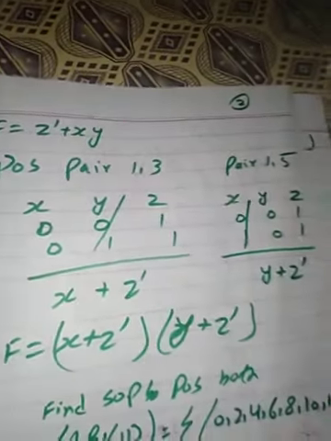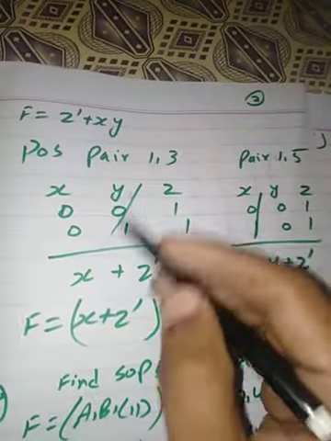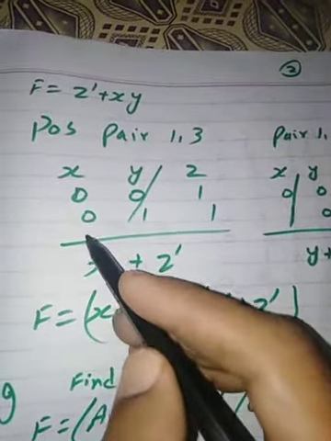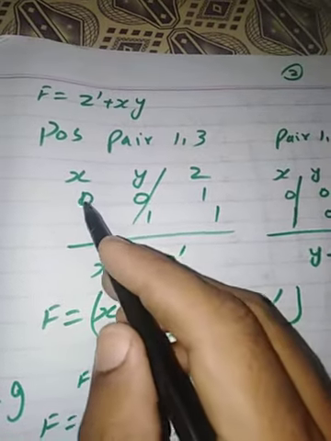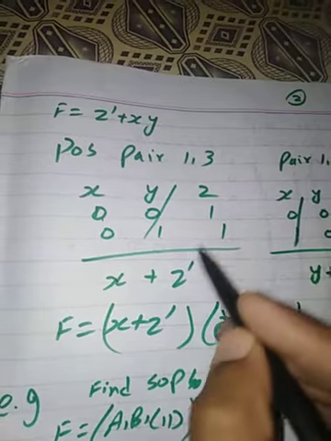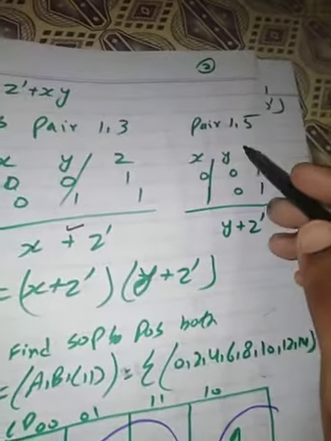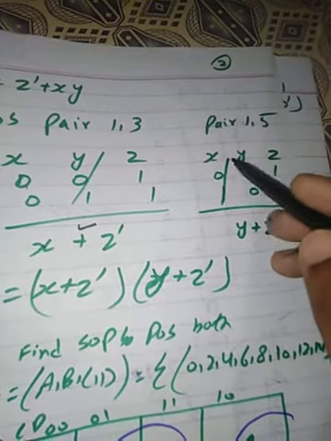Then there is a pair of 1, 3 and 1, 5. So write the binary of 1, 3, then cancel out the different. But now I am going to solve a POS. So 0 represents a simple variable, x, and z is 1. So z represents a complement in POS. So there is a plus in POS. So 1, 5, cancel out the different.